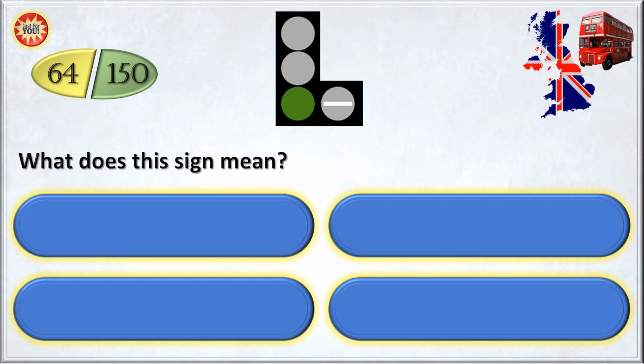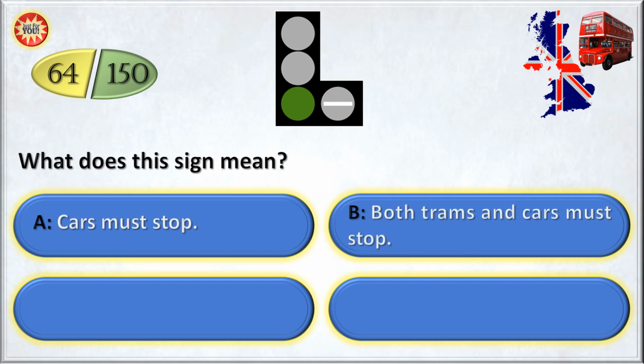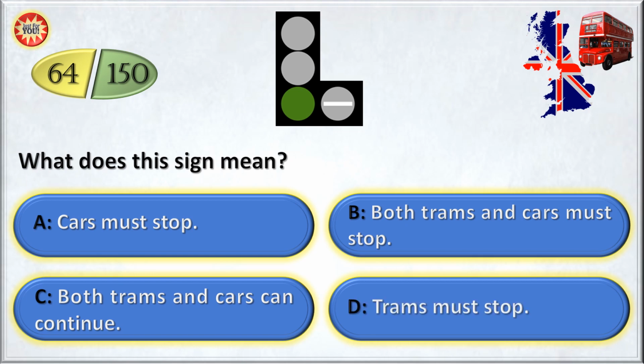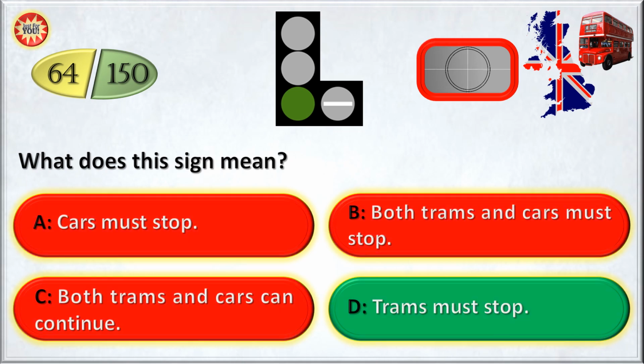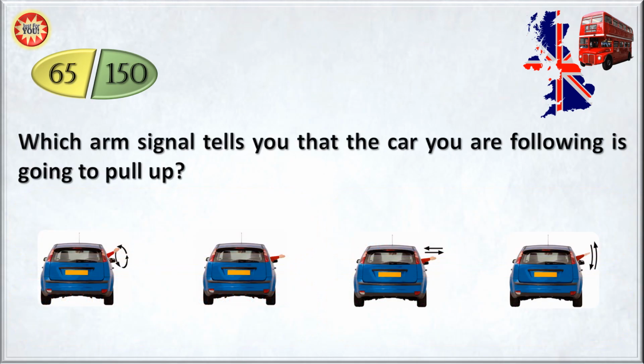What does this sign mean? Cars must stop. Both trams and cars must stop. Both trams and cars can continue. Trams must stop. Which arm signal tells you that the car you're following is going to pull up?